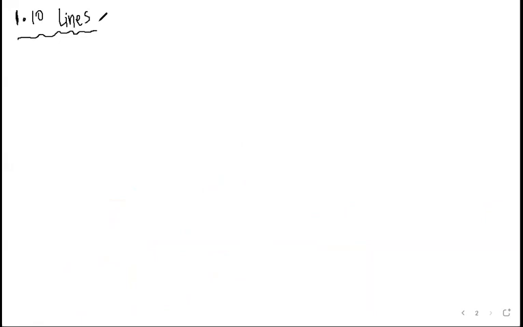So first thing in this section, we have to know the formula for the slope of a line. So suppose I have a line. This line has 2 points, A and B.